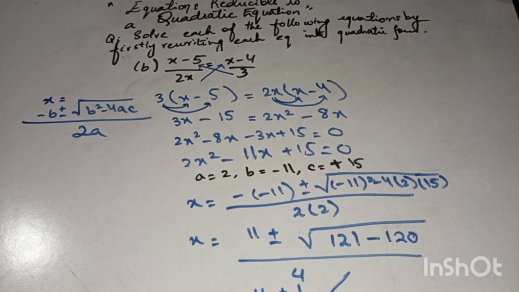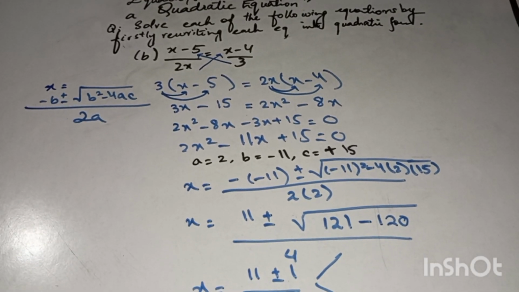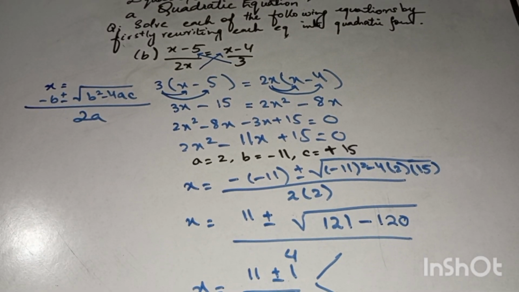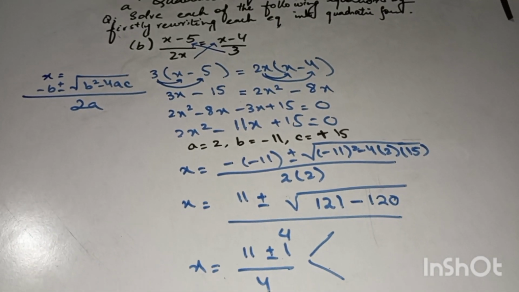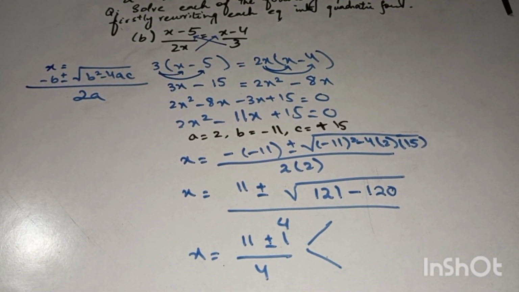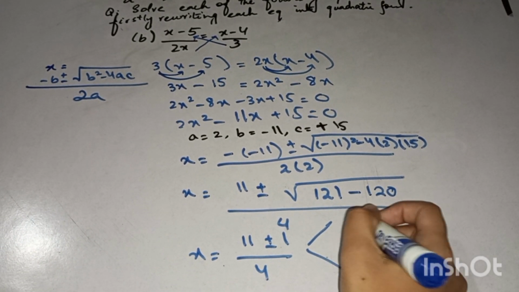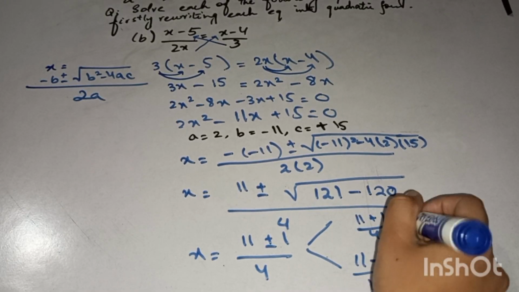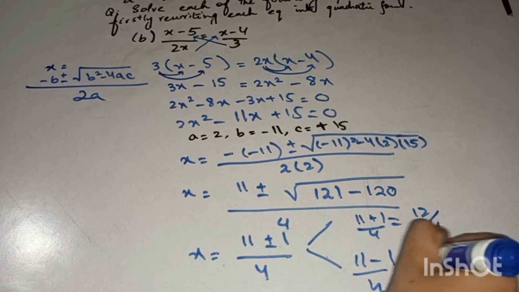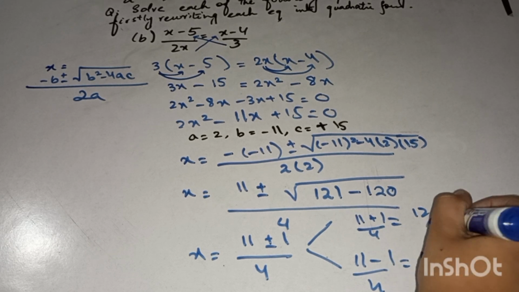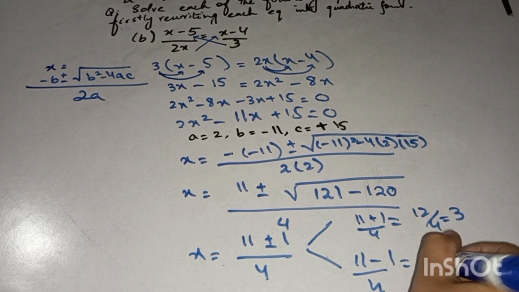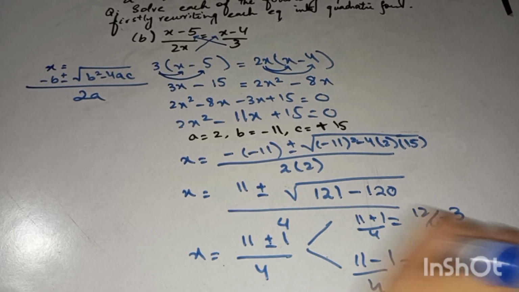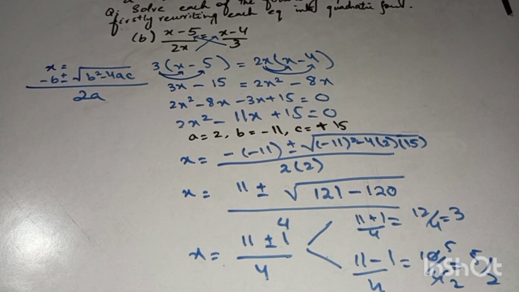Now we'll split it because you will get two values of x here. So now you can see it. So it will be 11 plus 1 over 4, 11 minus 1 over 4. This becomes 12 over 4. This becomes 10 over 4. Here it will be 3. Here it will be 5 over 2. These will be your two answers of x for your quadratic equation, and you will always get two answers whenever you have quadratic equations.